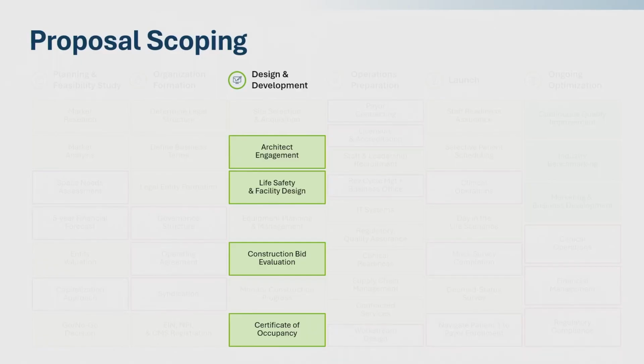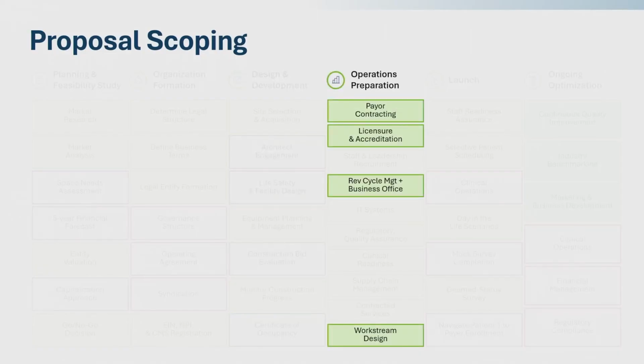Construction bid and evaluation, and then ultimately what we get is what we call a certificate of occupancy. That certificate of occupancy is your state letting you know that you can now go into that building and start preparing it for patient care. And that's really the trigger for the next phase, which is operations preparation.